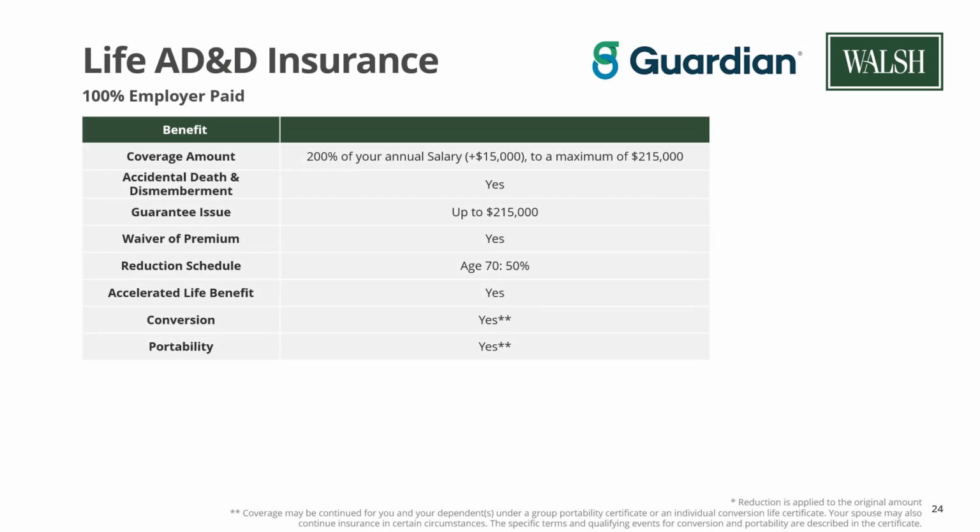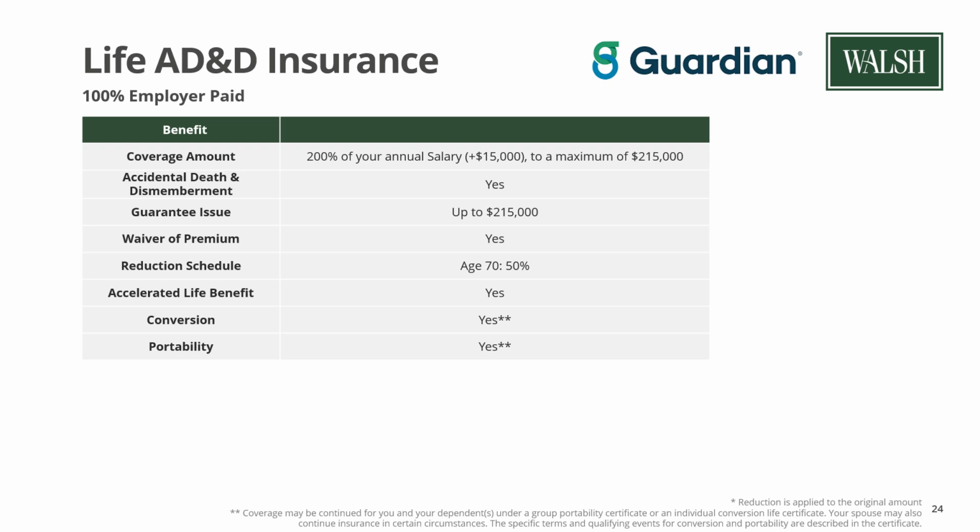Moving on to some of the insurance policies. So starting with the life insurance policy. This policy specifically is 100% employer paid. The coverage amount is 200% of your annual salary plus an additional $15,000, and there is an accidental death and dismemberment rider attached.